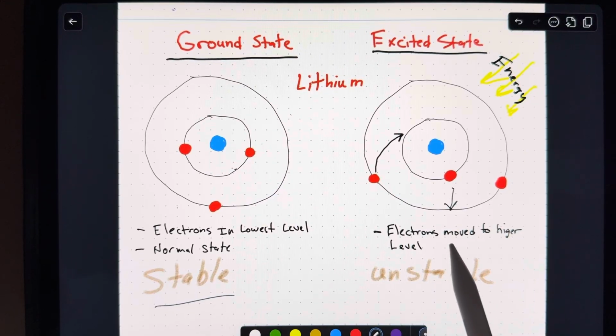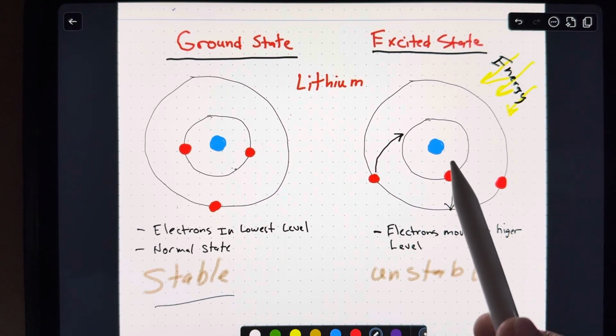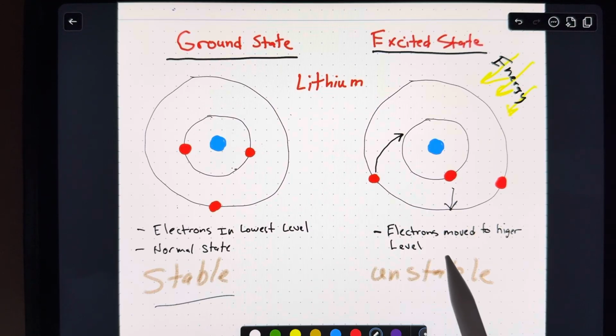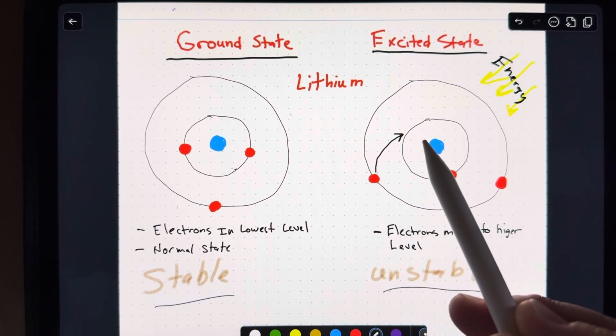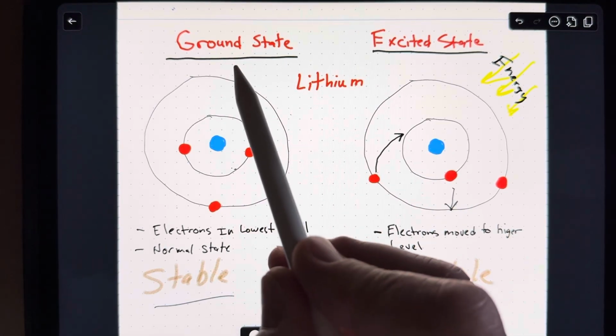And so if any electrons move up to a higher energy level, they become unstable. And when they move back, they're now more stable and they're in a ground state.